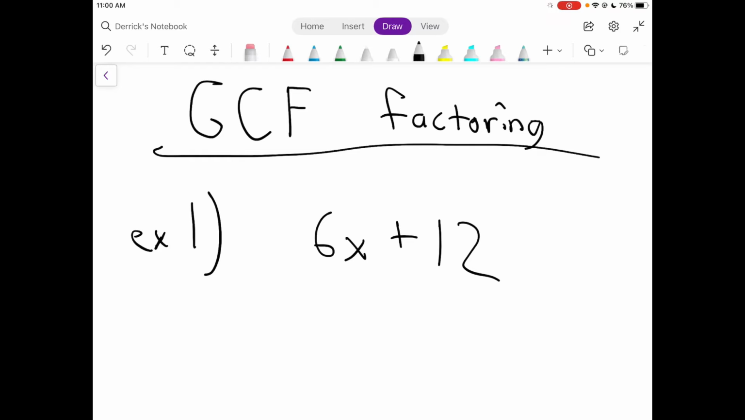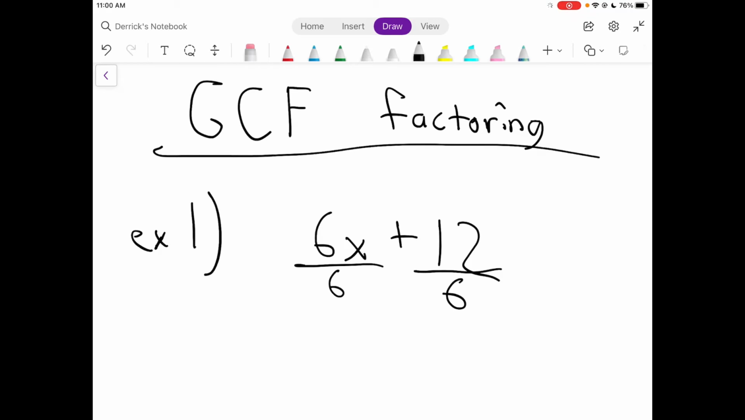So if we just ask what they can both divide by, well, 6x and 12 can both divide by 2. They can both divide by 3. And they can also both divide by 6. The greatest of those numbers would certainly be 6, so that's what we would be looking to divide by here. We are going to divide both these terms by 6.